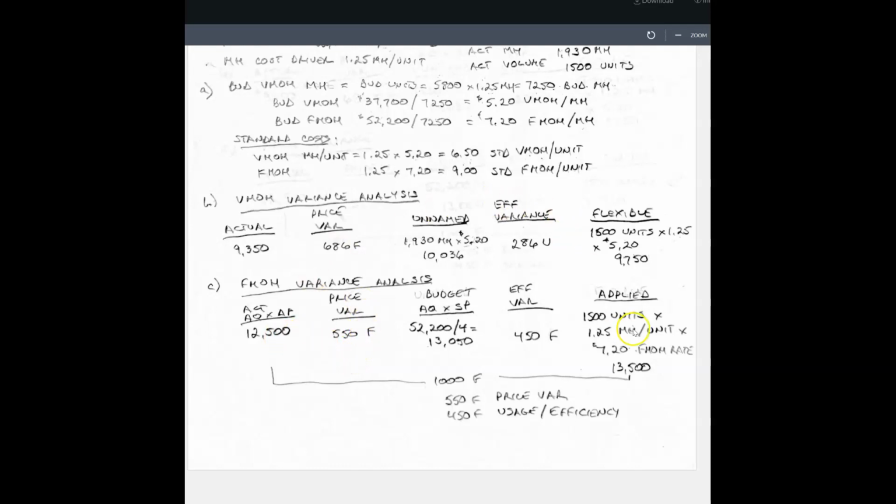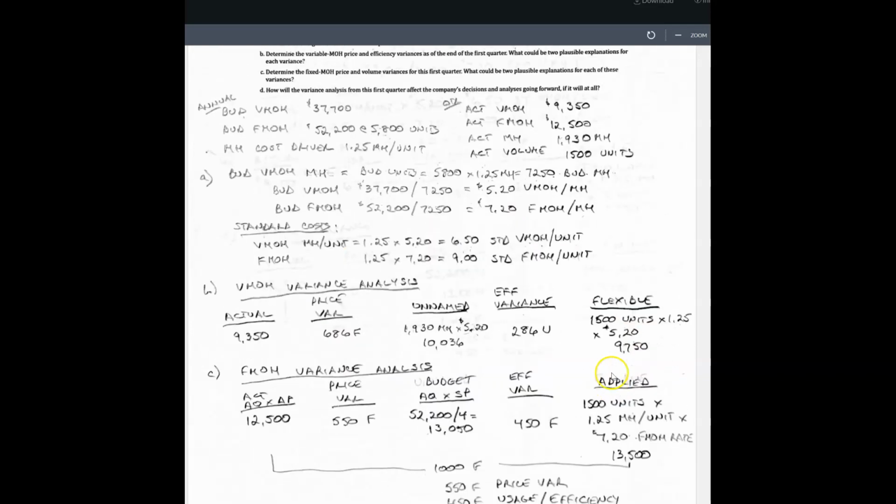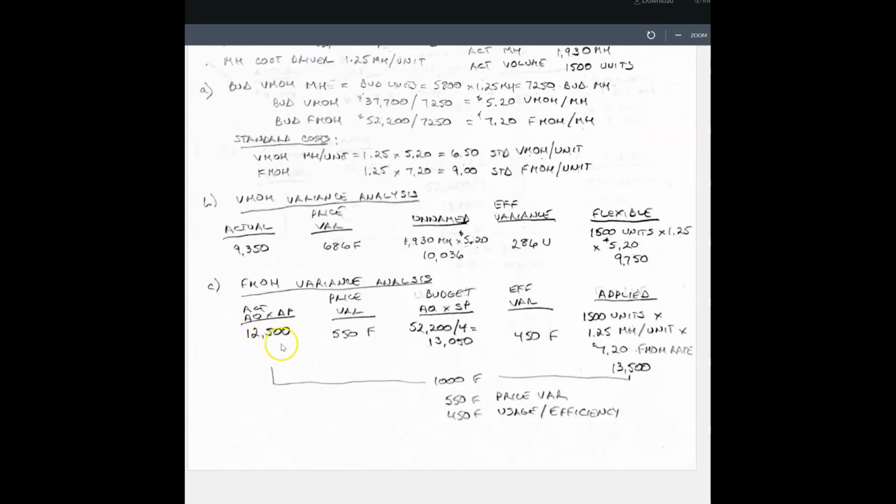And now we go over to what's been applied, and we had actually 1,500 actual units, right? 12,500 is our actual fixed overhead, and our budget was 52,200 for 4 quarters or a full year. So we're going to just cut it down and take a quarter of it. Okay, which kind of makes sense. It's pretty close to this, so that's a good thing. And this would be a favorable variance because we spent less than what the budget was.